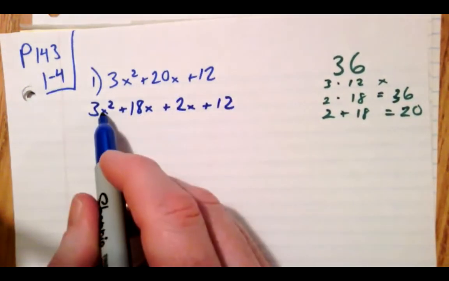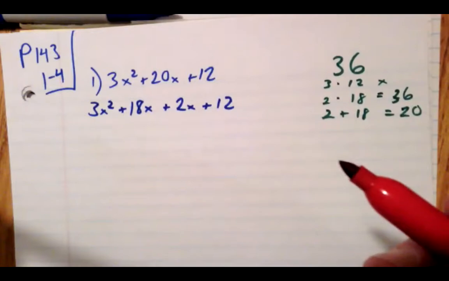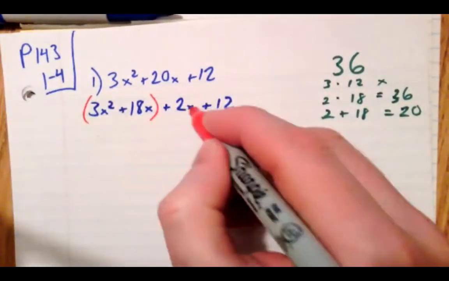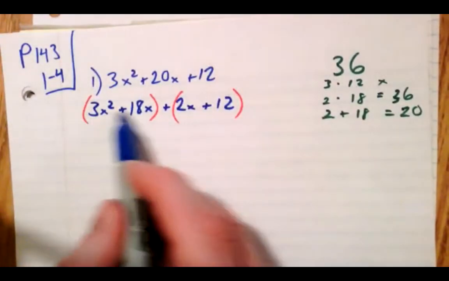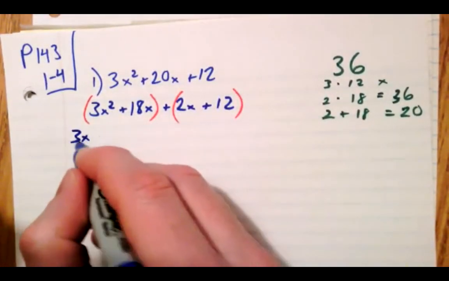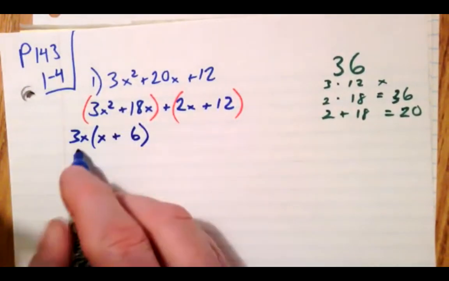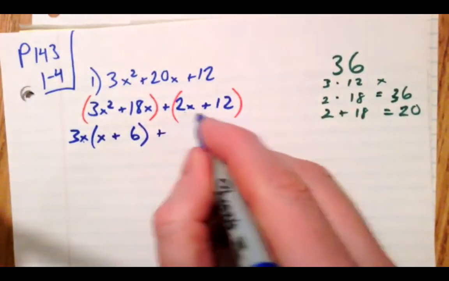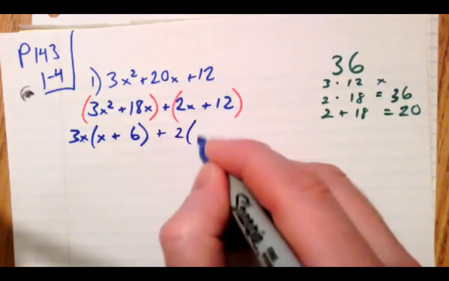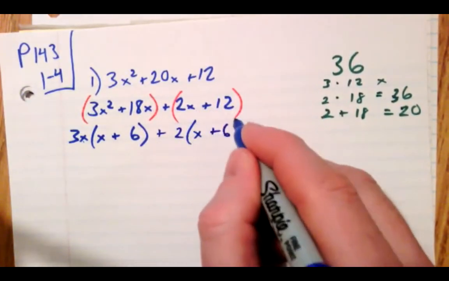Because now I'm going to break them up and factor those. So the 3 and an x comes out of there, so it's 3x times x plus 6. 3x times x is 3x squared, 3x times 6 is 18x. Plus, and then here I can just take a 2 out. So 2 times x is 2x and 2 times 6 is 12.